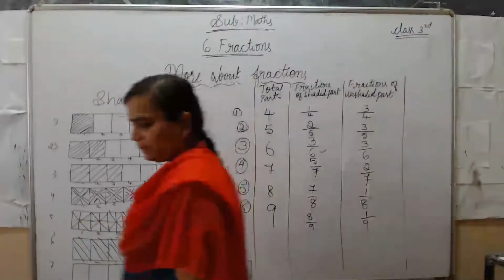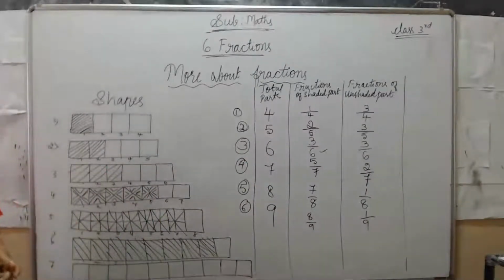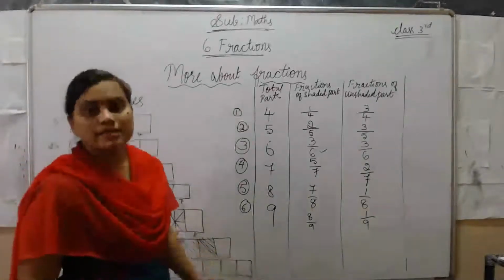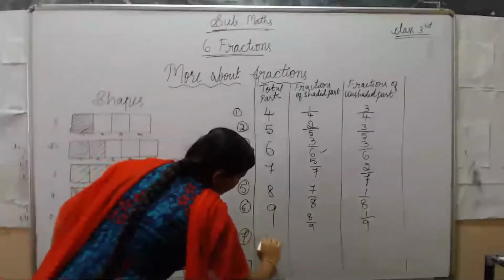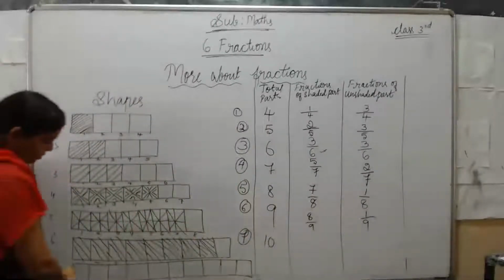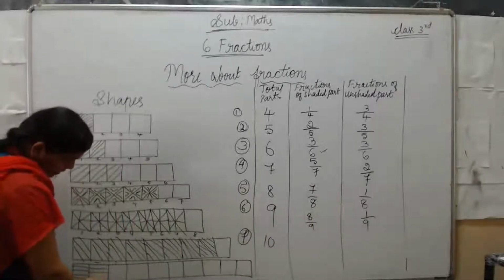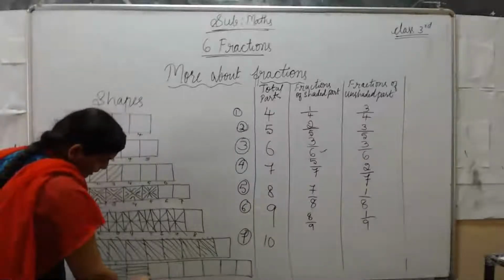Next, in this one, there are 10 equal parts. Let's count these: 1, 2, 3, 4, 5, 6, 7, 8, 9 and 10. Total number of parts is 10. In this, I am shading all these 9 boxes. I am shading these 9. Among 10, I am shading 9 boxes.